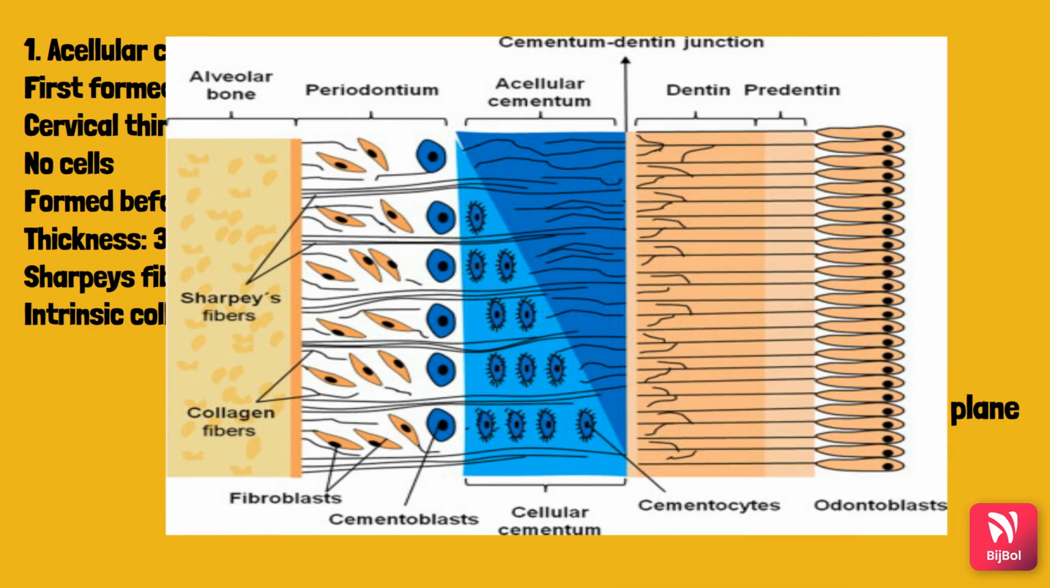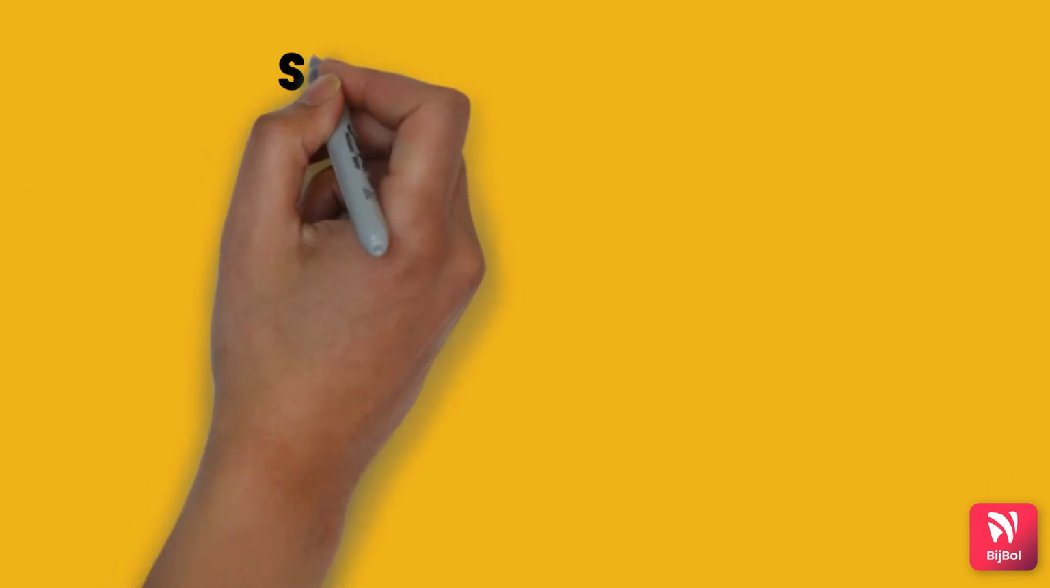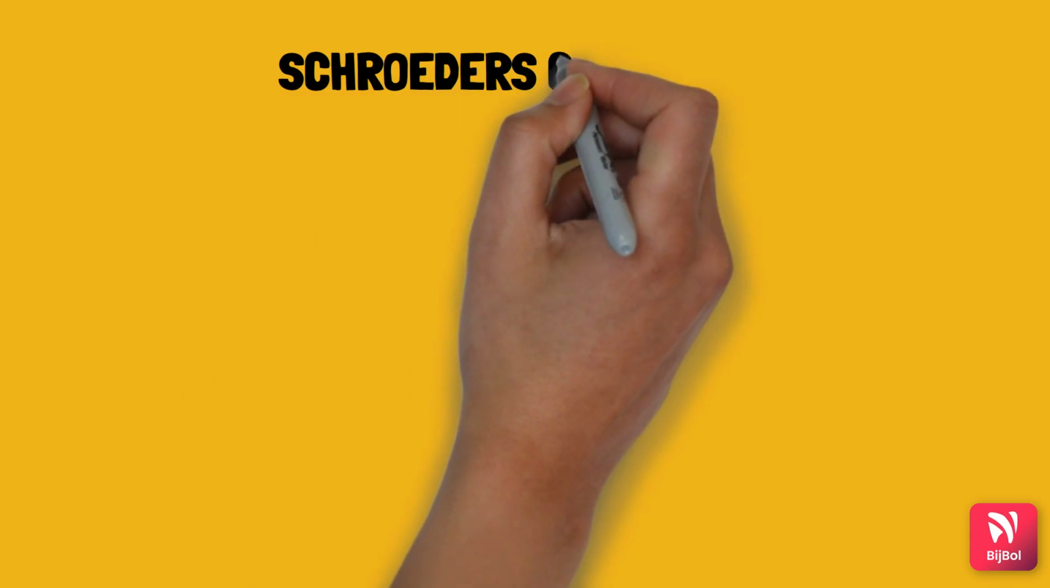In this diagram, you can see that the cellular cementum contains the cells, that is the cementoblasts, whereas the acellular cementum does not have the cells. And there is a greater amount of fibers in the acellular cementum, whereas the cellular cementum has fewer fibers, right? Next, we go into the Schroeder's classification.